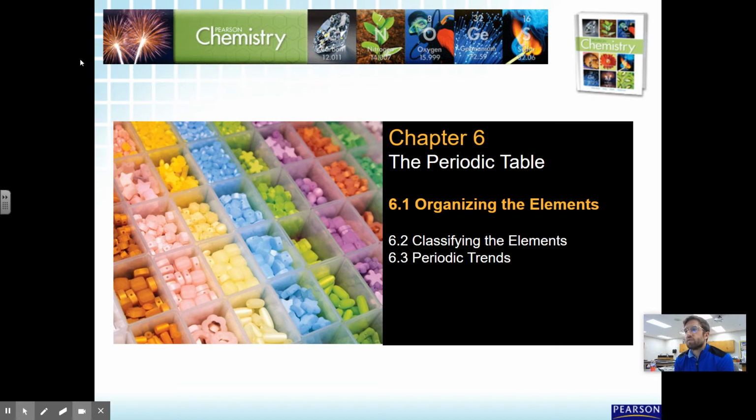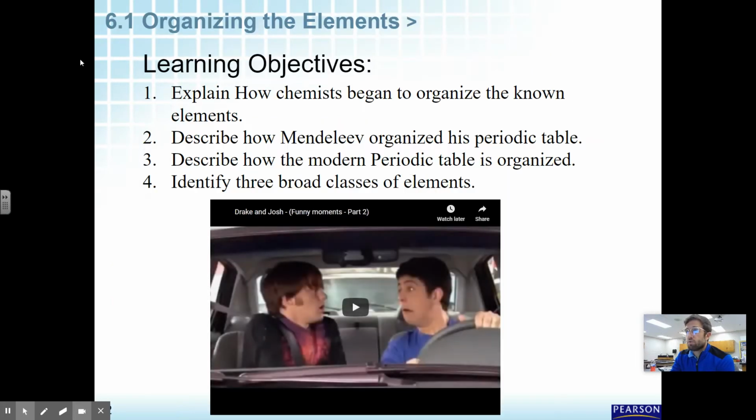So the first section is about organizing the elements. And so we're going to talk about how the modern periodic table came to be, who's the first person that discovered it, and so forth. So on the screen, you see the four learning objectives for this unit.